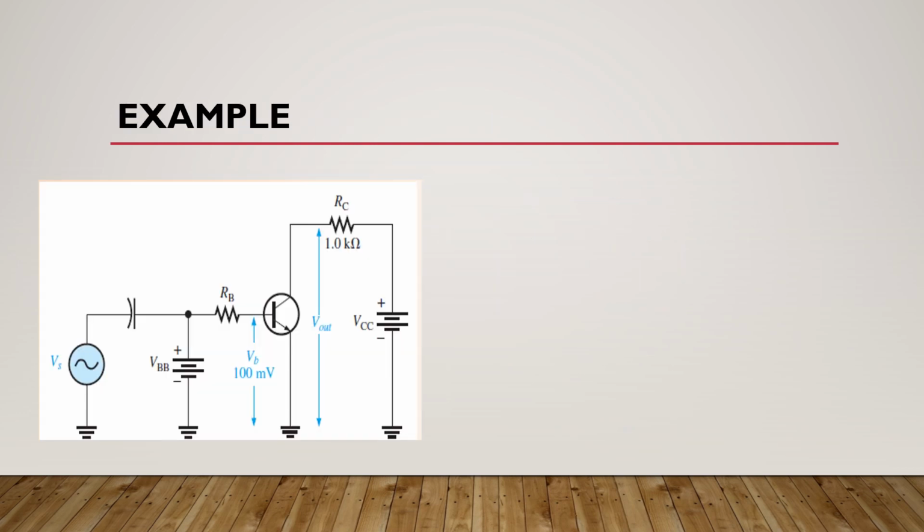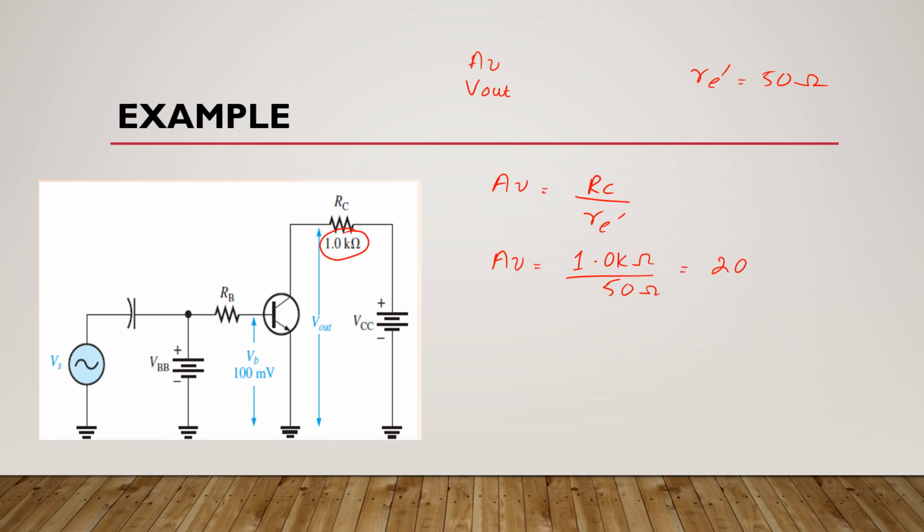Now look at this example. If you have a configuration like this and you want to find voltage gain and output voltage, how are you going to start your analysis? We know that voltage gain is equal to collector resistance divided by AC emitter resistance. Suppose this AC emitter resistance is 50 ohms and the collector resistance is 1 kilo ohm. If we put these values here and solve, you will get 20. It means the voltage gain is 20.